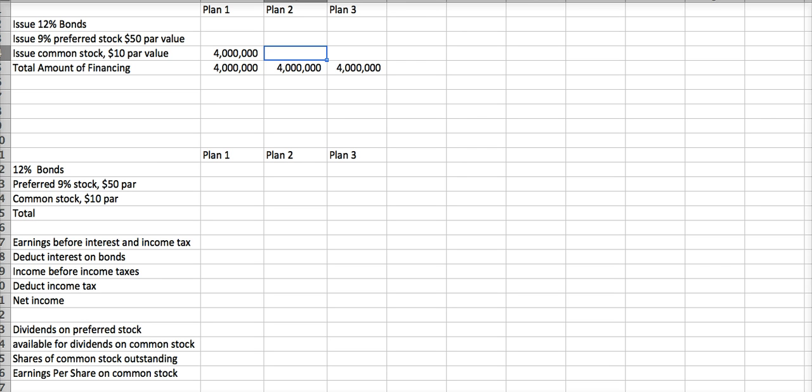Plan 2, we're going to issue some preferred and some common. So we're going to do $2 million. And again, the problem has to give you this part. And in plan 3, we're going to issue $2 million of bonds and $1 million of the stocks, and then we're going to see which one comes out beneficial. All right, so in each of these, the total that we're going to be raising, wait, this should be $1 million, will equal the $4 million that we need to raise.